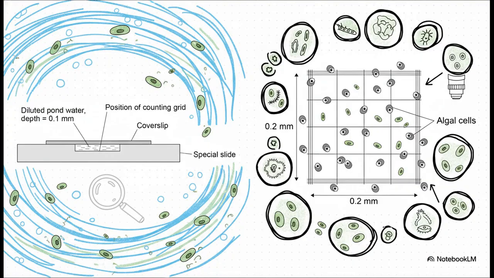So, what tools are we working with? Well, on the left, you can see this special slide. It's designed to hold a really precise volume of water, just 0.1 millimeters deep. And on the right, that's our view through the microscope. See that grid? It's not just for decoration. It is a precision tool for accurately counting these tiny little algal cells.